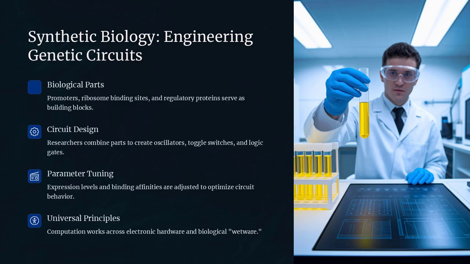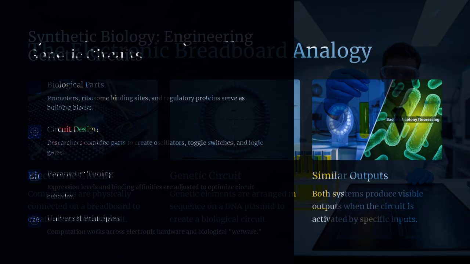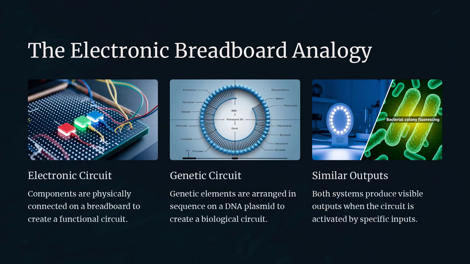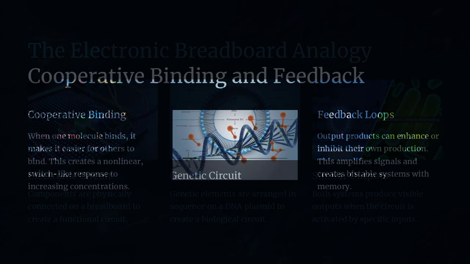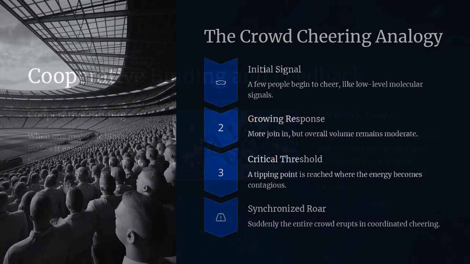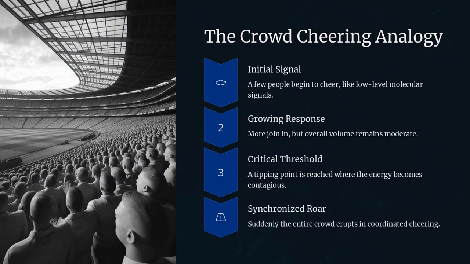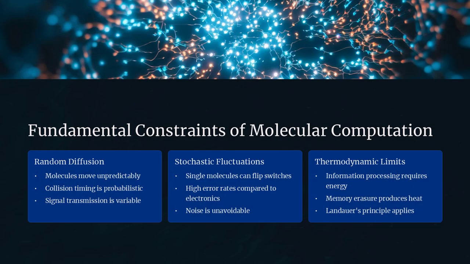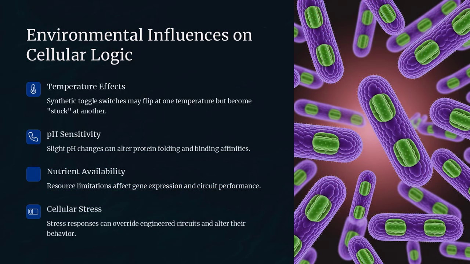A single extra molecule of a transcription factor can flip a genetic switch, introducing error rates far higher than in engineered electronics. Moreover, every binding and unbinding event is governed by thermodynamic and kinetic parameters, meaning that information processing in cells is inherently tied to energy dissipation and the necessity of waste heat production to erase molecular memory, as dictated by Landauer's principle. At the most fundamental level, the analogy between cellular circuits and digital computers begins to fray.